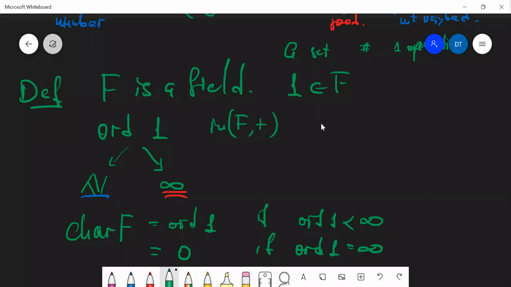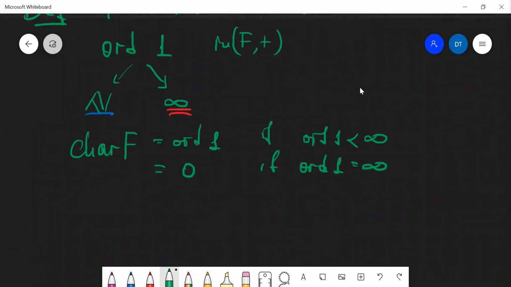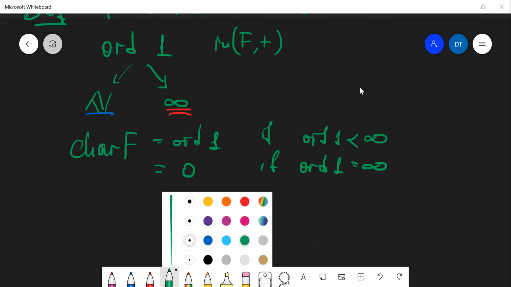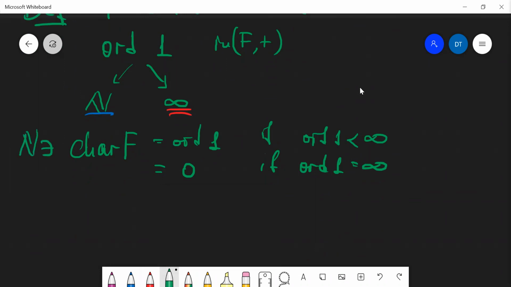So now let me clarify what exactly this means. How to check what is the characteristic of a field. First of all, the characteristic is a natural number. It could be 0, but it's a natural number. So how to compute this natural number? You take the element 1 and you consider the expression like this. You add 1 plus 1 plus 1, n times. If you never get the 0 element, the characteristic is 0.